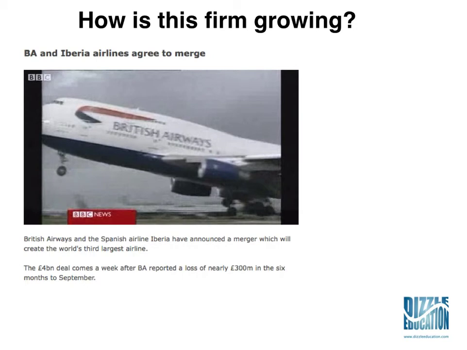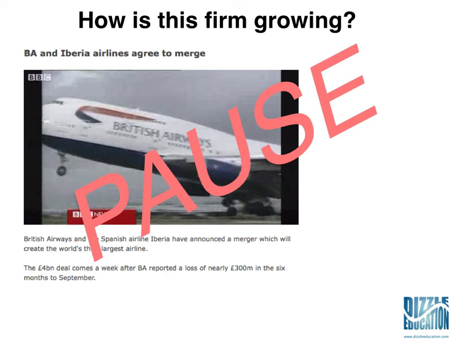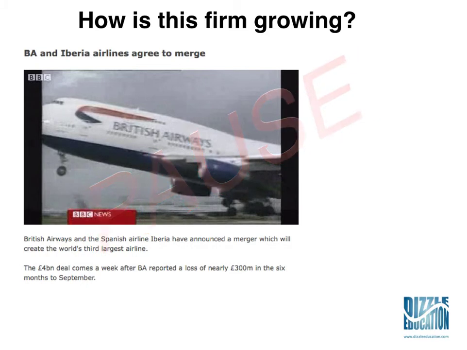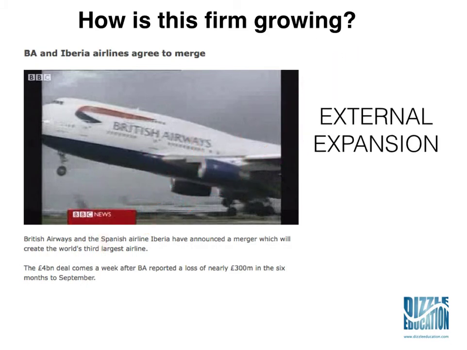Moving on to this situation here, we've got British Airways and Iberia merging. Pause the video please and have a think about how you would describe this growth method. In this situation we would call that external expansion because you're growing outside of your current business. You're merging, or in some cases taking over, another business.